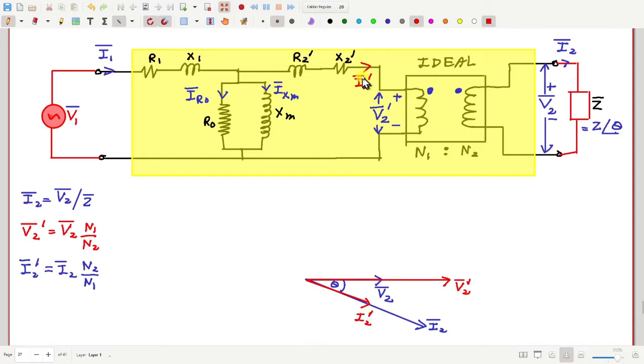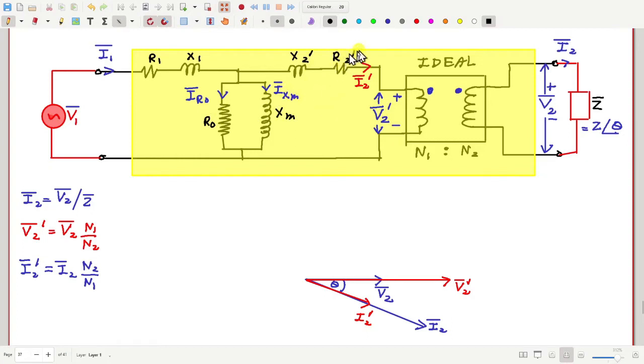Okay, so now I know I2 prime and V2 prime. What next? What can I get next? Next, I can get the voltage drop across R2 prime and X2 prime. This resistance. Oh, sorry, I should write this as X and this as R. Okay, please point out all such mistakes that I am doing.